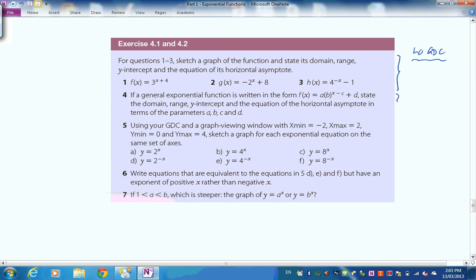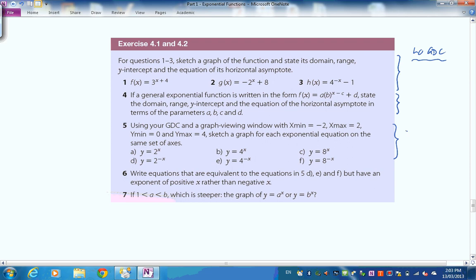And then there's a general thing here. So that's talking about a general function with some C's and D's and A's in it. What do they do? And then the idea here, in part 5, is to have a look at each of these different functions and try to explain why they behave like they do.